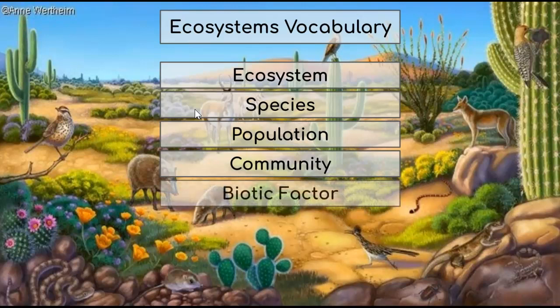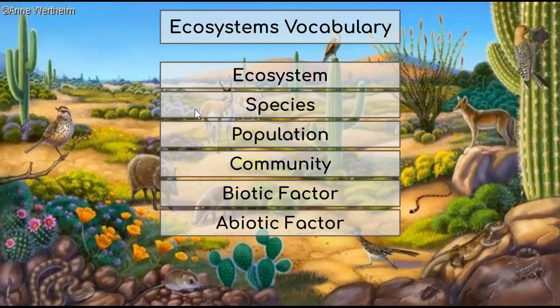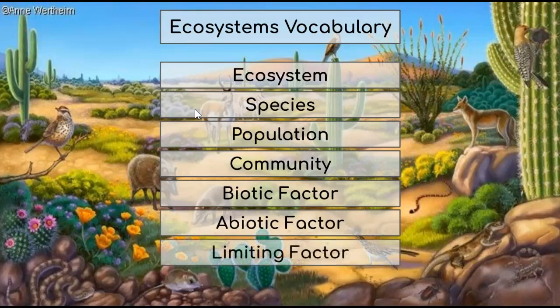The biotic factors are the living things that matter to each creature. The abiotic factors are the non-living things that matter to each creature. And the limiting factors are the abiotic factors that limit how much the population of each species could be. So that was your ecosystems vocabulary.